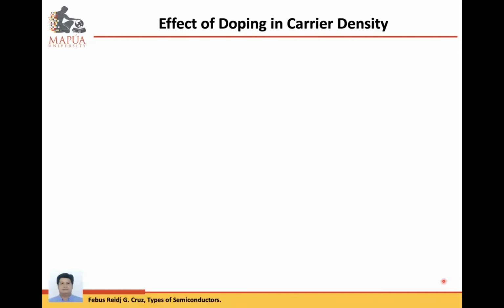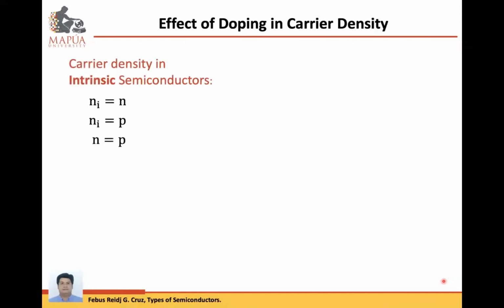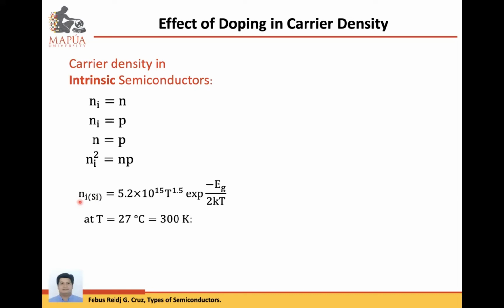So we have here the effect of doping in carrier density. Carrier density in intrinsic semiconductor: the number of free electrons equals the number of holes, and they equal the intrinsic carrier density. All right, so this is our guide formula. The square of the intrinsic concentration is equal to the product of free electrons and holes. And for silicon, this is our equation to describe the intrinsic carrier density of intrinsic silicon. So again, at room temperature, 300 Kelvin, the intrinsic carrier density is 1.08 times 10 to the 10 carriers per cubic centimeter.